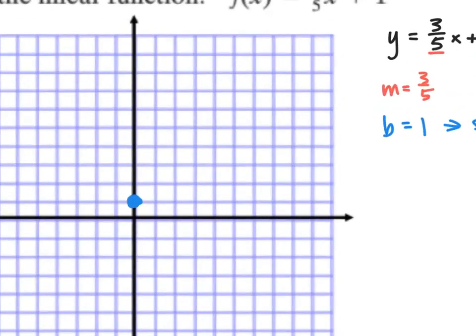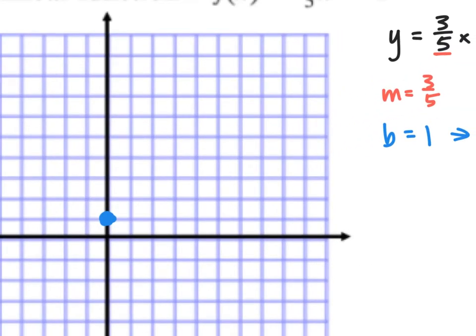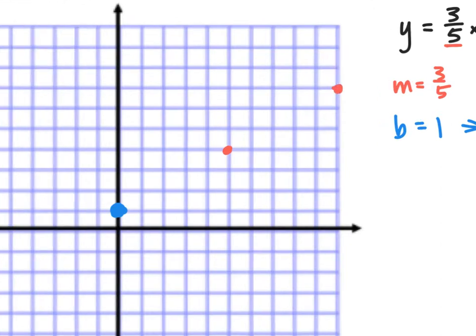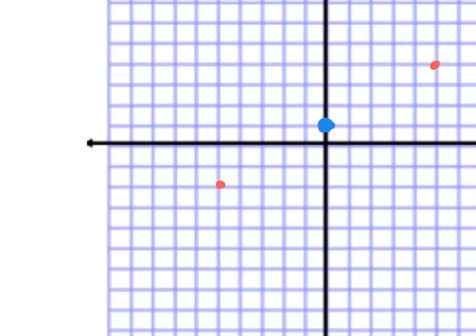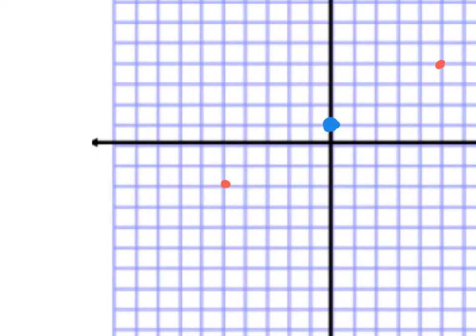So what I'm going to do is rise up 3 and run 5. So I'm going to go up 1, 2, 3, over 1, 2, 3, 4, 5 and plot a point. Do the same thing, 1, 2, 3, go over 5, plot a point. Same thing down over here. Now I can go down and to the left and create that same positive slope. So 1, 2, 3, 1, 2, 3, 4, 5, and then 1, 2, 3 over 1, 2, 3, 4, 5.